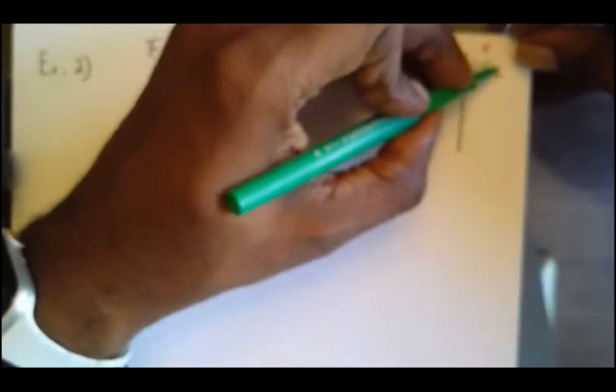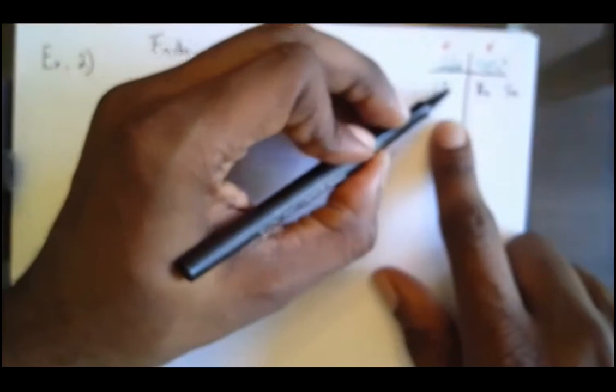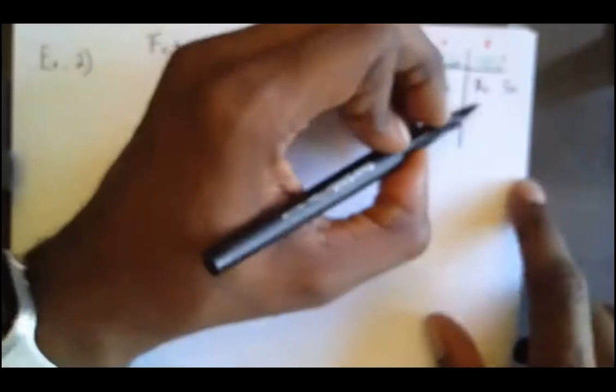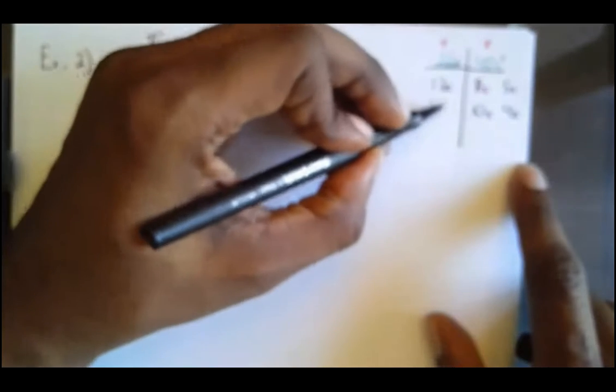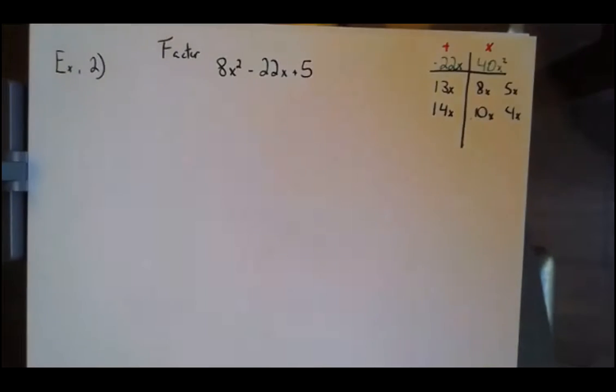Okay. So these are bigger numbers. So that's the first thing that makes this a little bit more difficult. Because I know that 8 times 5 is 40, but those add to 13. 10 times 4 is 40, but that adds to 14. Brendan, 20.